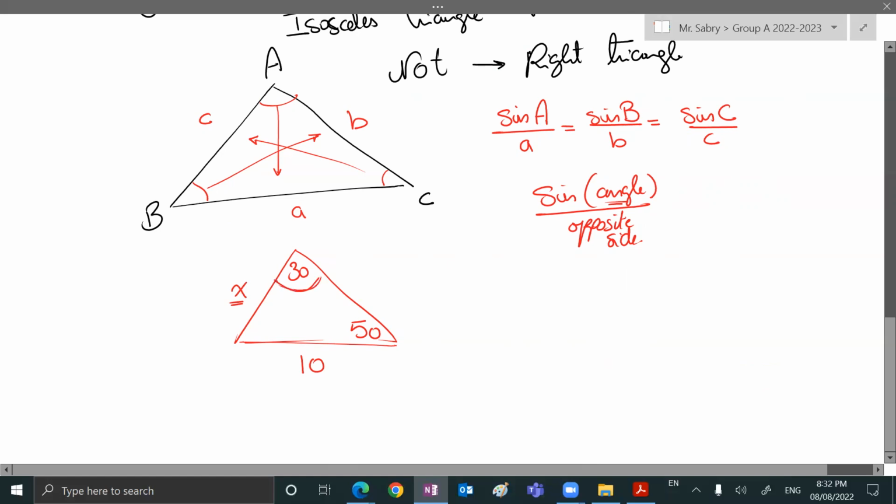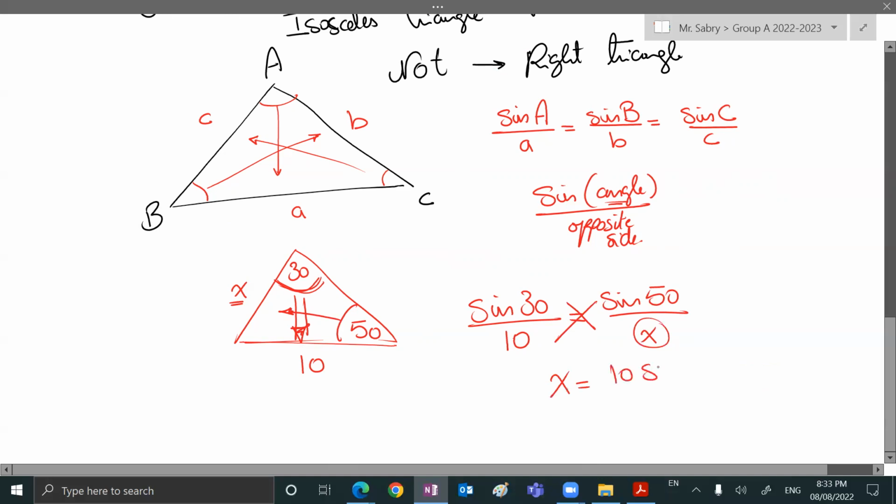Because we have the measure of this angle and we have the measure of its opposite side, we'll write part of the rule that says sine the angle over its opposite side should be equal to sine any other angle, which in this case is the 50, over its opposite side, which in this case is x. So if I need to find x, I'll just cross multiply. X in this case will be equal to 10 multiplied by sine 50 over sine 30. And that could be easily calculated on a calculator and you get your answer.